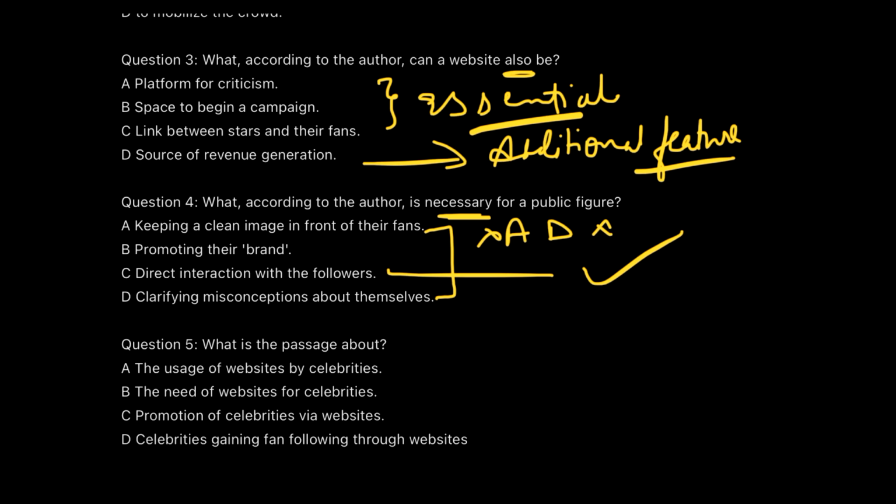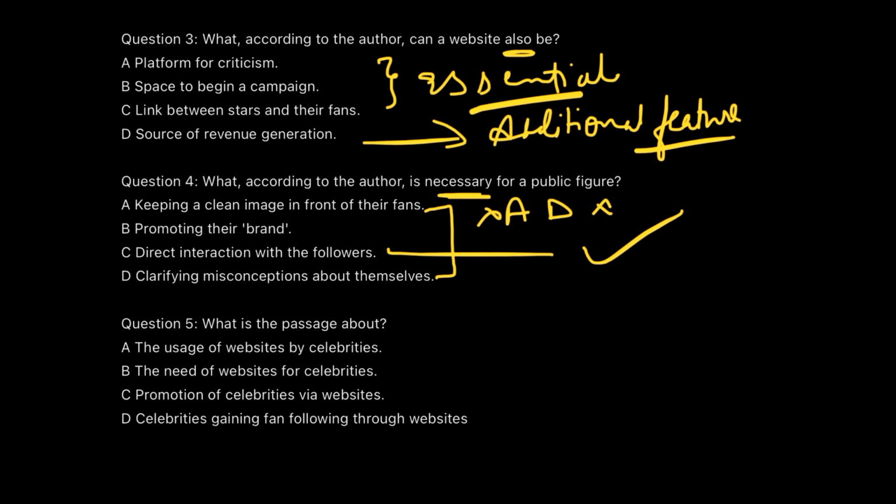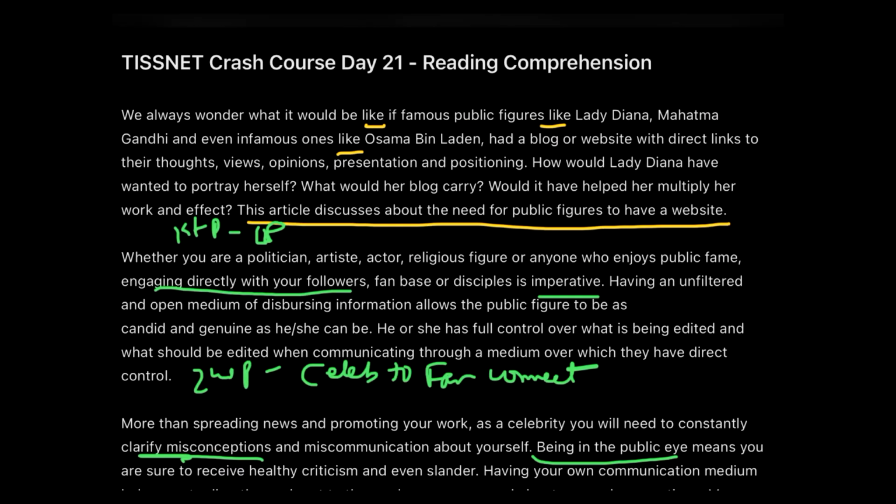And this takes us to the last question. What is the passage about? The usage of websites by the celebrities, the need of website for the celebrities, promotion of celebrities via website, or celebrities gaining fans through the website. Guys, I told you this is DQ number 2, direct question number 2. And if I take you to the first paragraph, last line, this article discusses the need of the public figures to have a website.